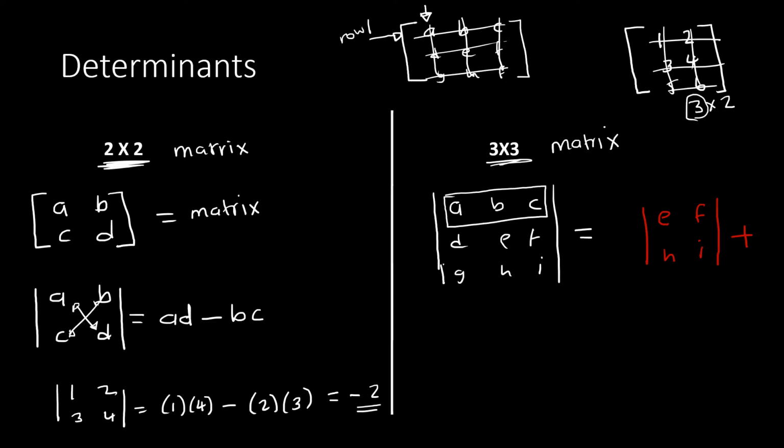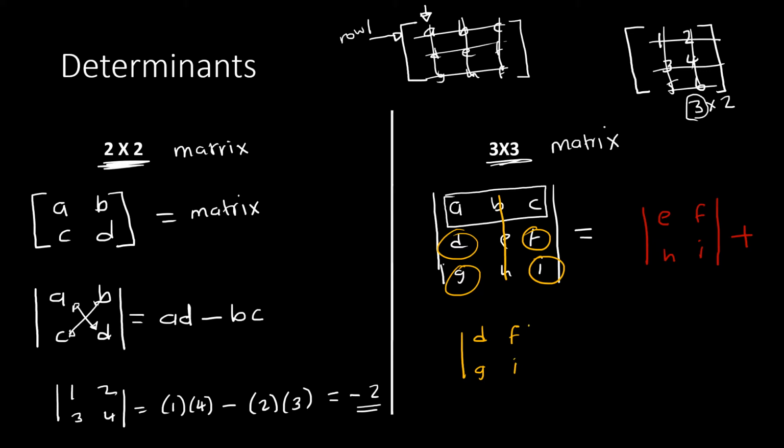EFHI. So now if I'm going to the yellow one, I'm canceling column 2. If I cancel column 2, do you see I'm left with DFGI? So remember, I said plus, then I'm putting my four elements of a matrix, which is like this. Then I'm saying plus.